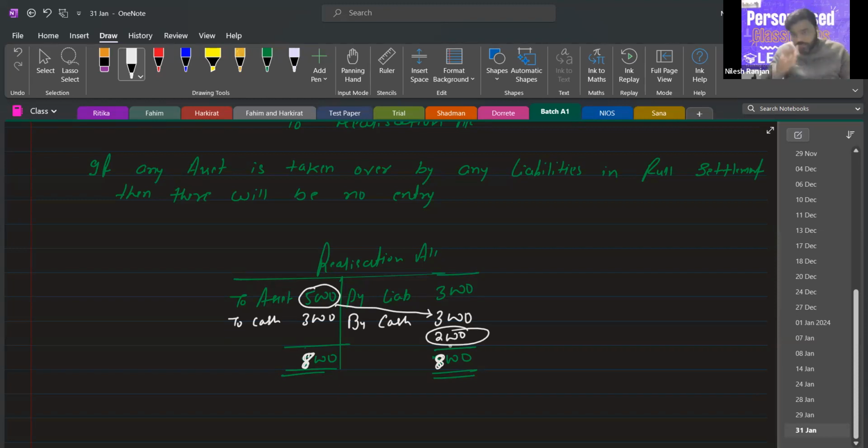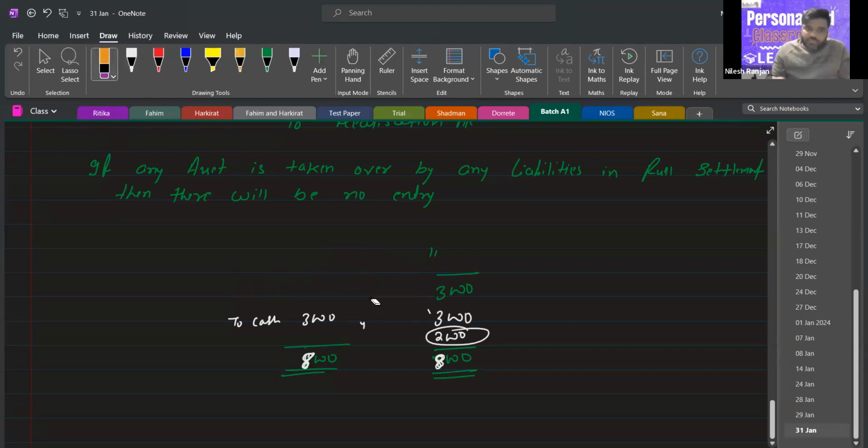In realization account, it means realization. In Hindi, it is vasuli, the amount collected. So realization account means amount collected. If there is no amount collected or paid, then there will be no entry in realization. So this is why we are not passing any entry for full settlement of liabilities by taking over the asset.